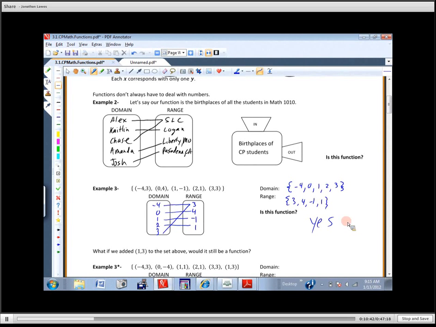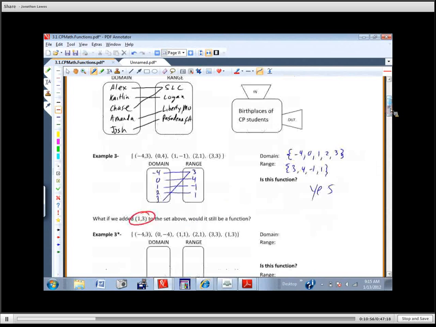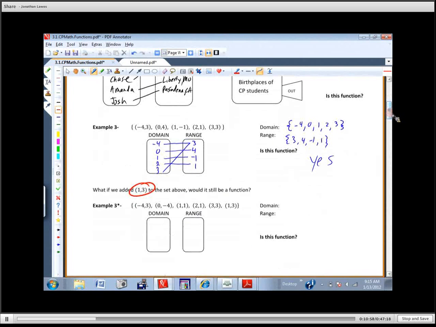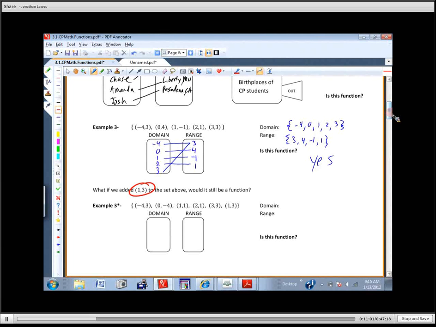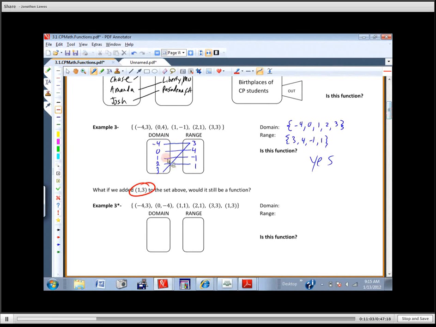Now I'm going to change to red again, and let's add this guy right here. What if we added 1, 3 to that setup there? What would be the problem now? Okay, 1 would correspond to 2 different things. So the problem is right here. The 1 corresponds to 3 and it corresponds to -1. And that's not okay, right? So the answer there is nope, it wouldn't be.